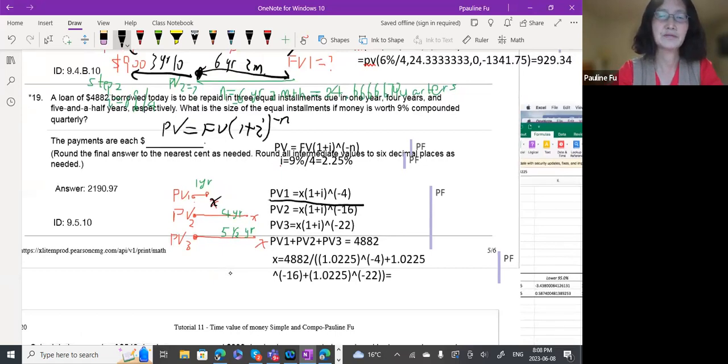And then PV2 equals X times 1 plus i raised to power -16, because 4 years has 16 quarters. Last one, PV3 equals X times 1 plus i raised to power -n. n is 5 and a half years. 5 years is 20 quarters. Half year is 2 quarters. So 5.5 years is 22 quarters.